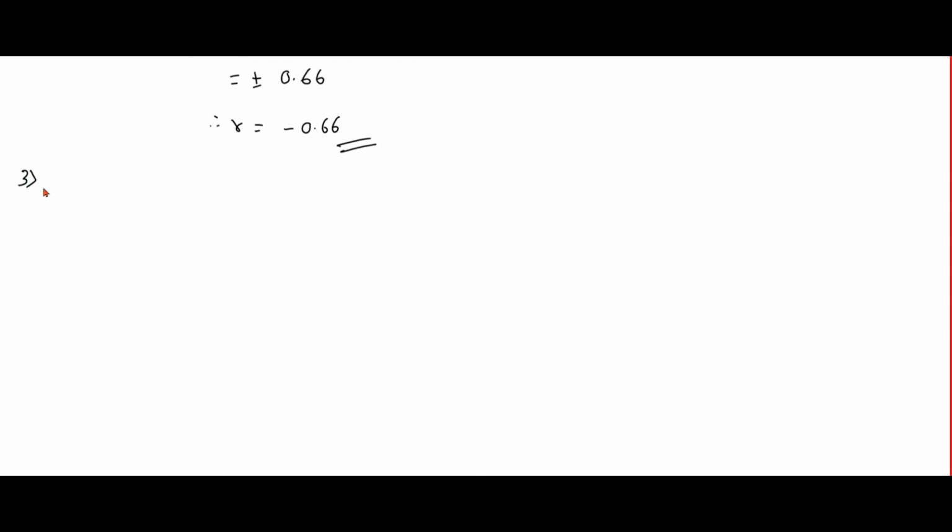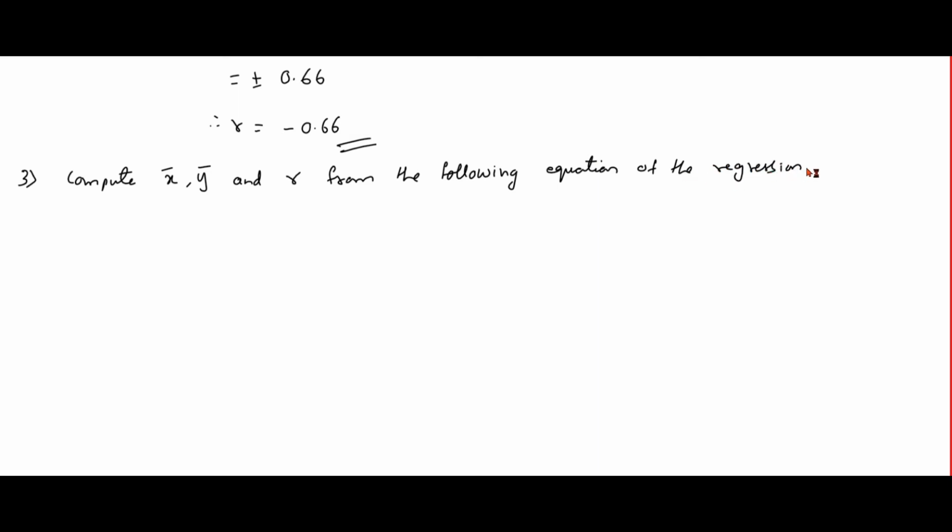Next question is: compute x bar, y bar and r from the following equations of the regression lines: 2x plus 3y plus 1 equals 0, x plus 6y minus 4 equals 0.